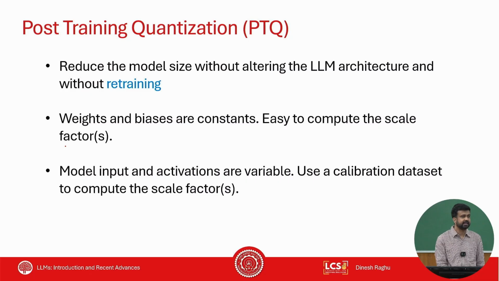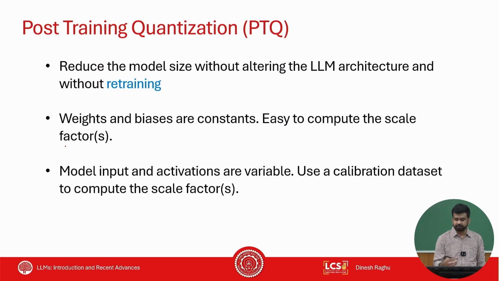But this is not going to be the same for inputs and activations, right? You're going to get inputs during inference. Sometimes the input matrices might have a smaller max value. Sometimes they may have a really big max value, which will end up clipping if you choose the scale factors in a not so good way.